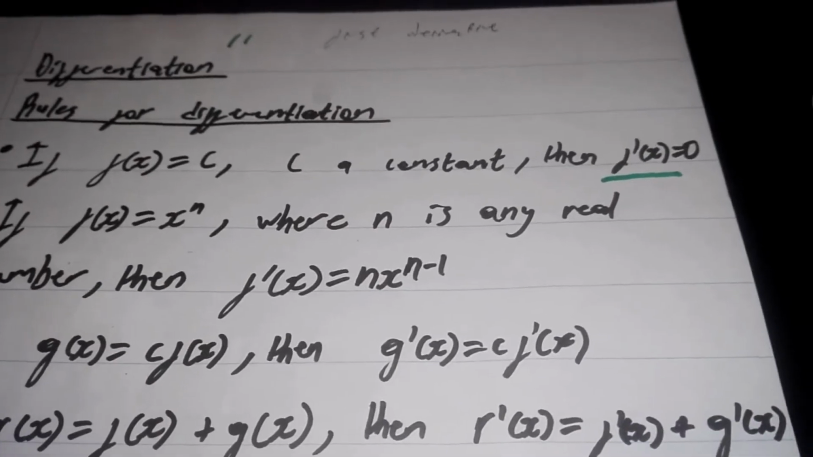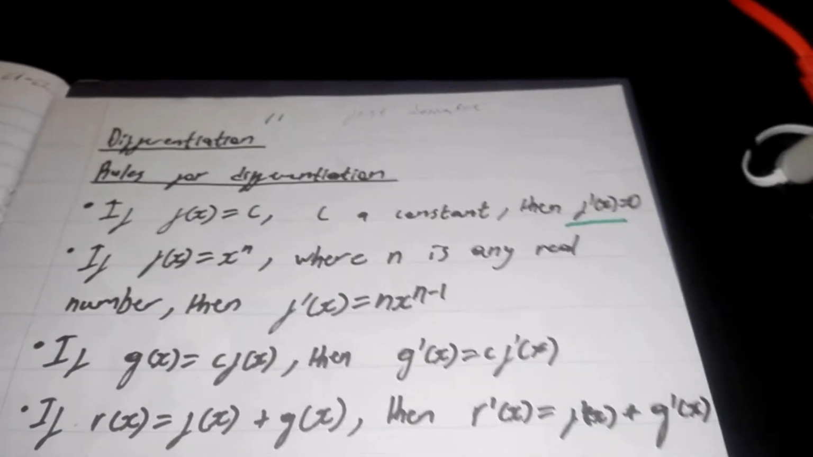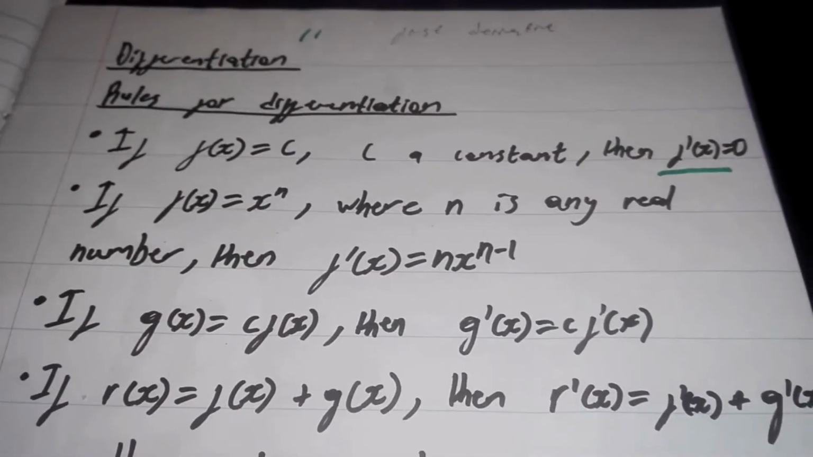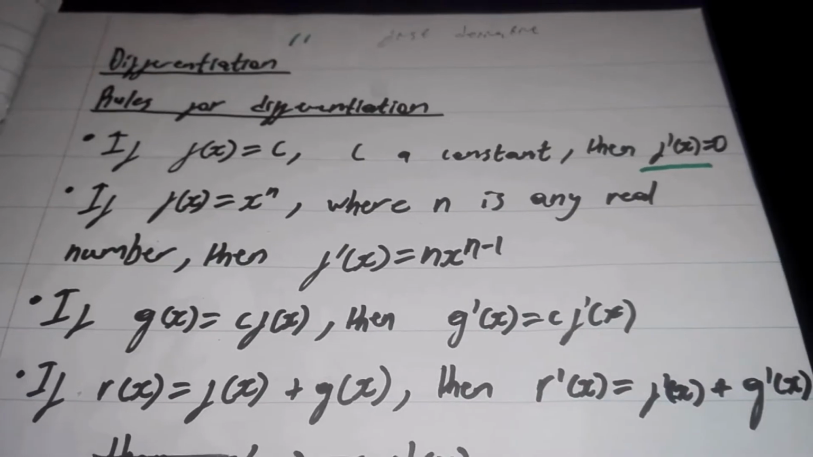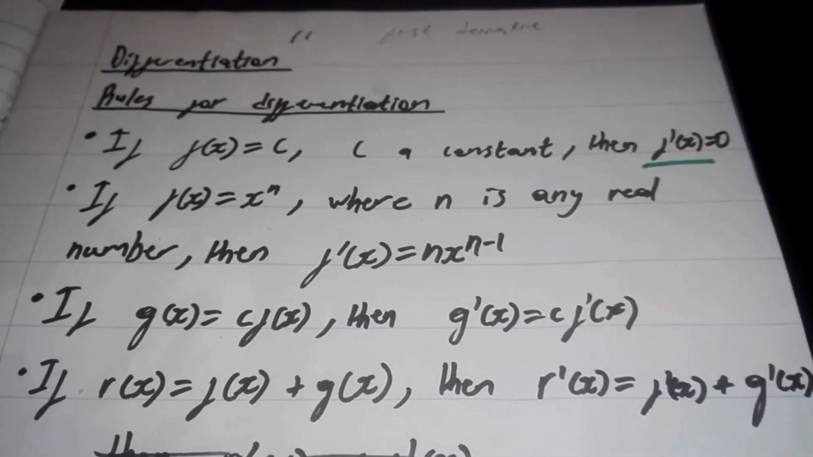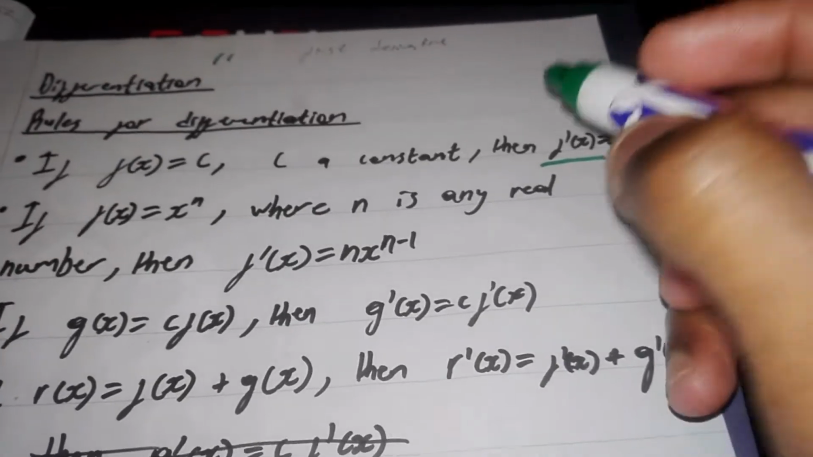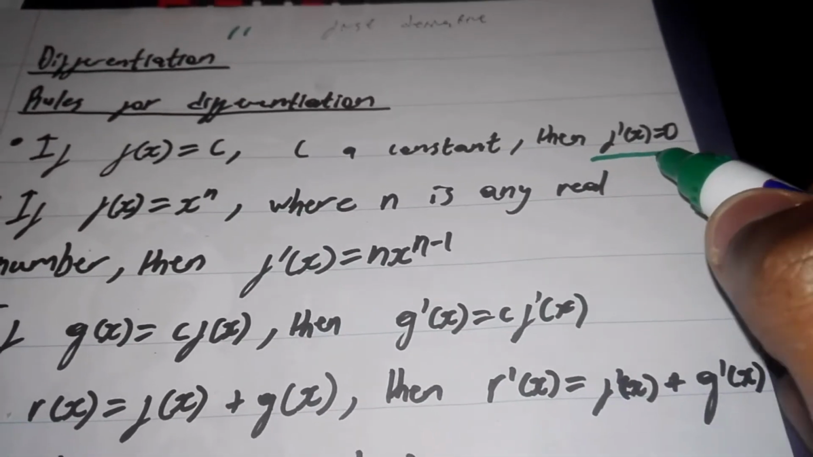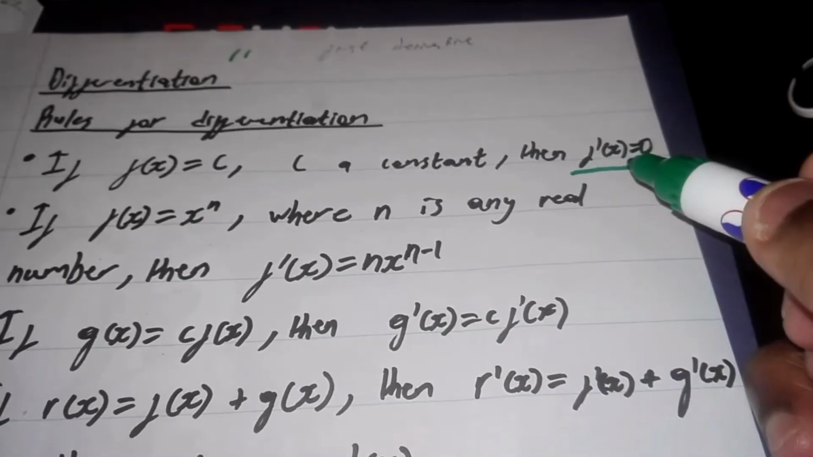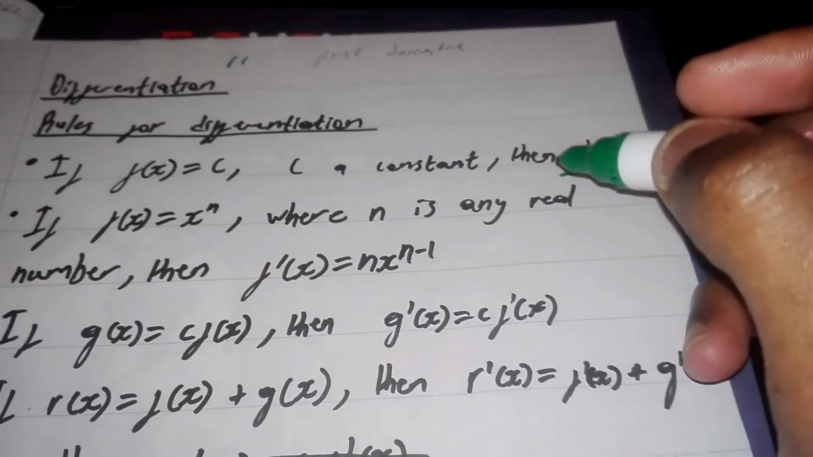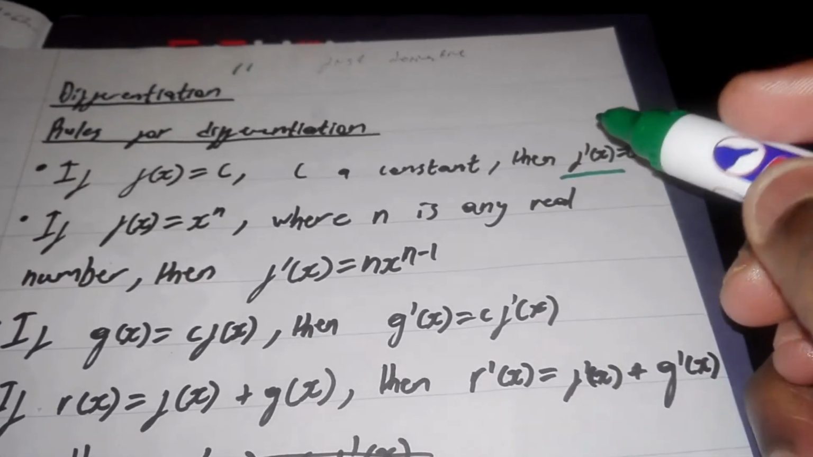On differentiation, guys, note these rules for differentiation. Rule 1, if we have a function f at x which is equal to c, where c is a constant, then differentiation of that function is 0. We denote the differentiation of f at x as f prime x. This is the first derivative.